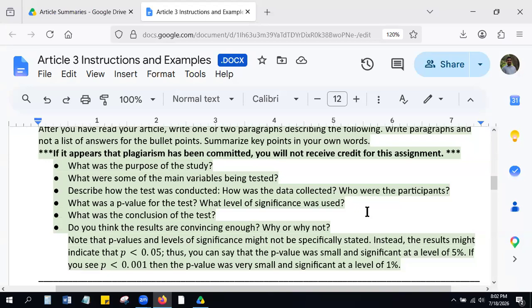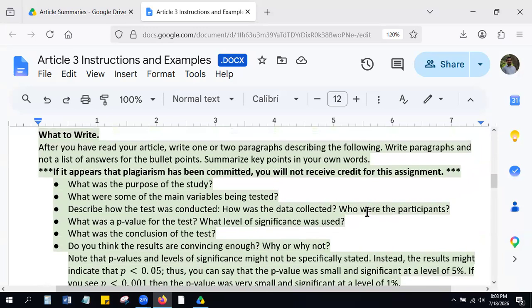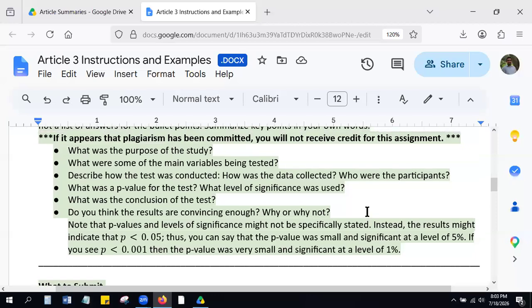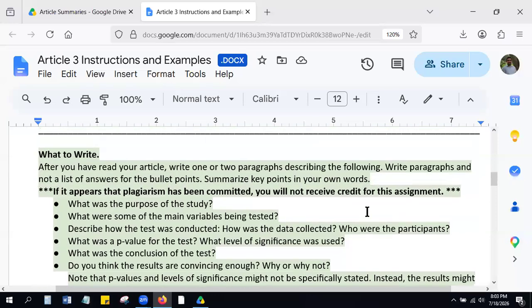You don't have to reach out to me to get approval, but if you do find an article and you're second guessing whether it's appropriate, just send it to me in email and I can check it out for you real quick. And no plagiarizing, please. Don't copy and paste stuff from the article. Just read it, take some notes, and put it into your own words. But make sure you hit all these important key pieces of information.